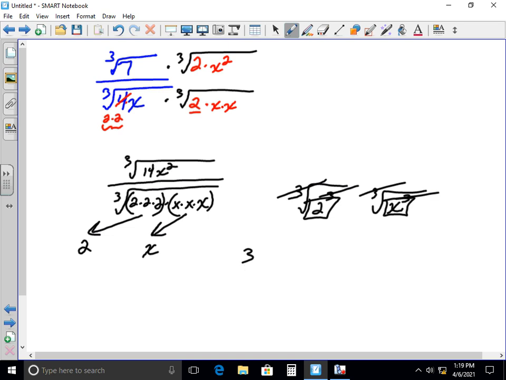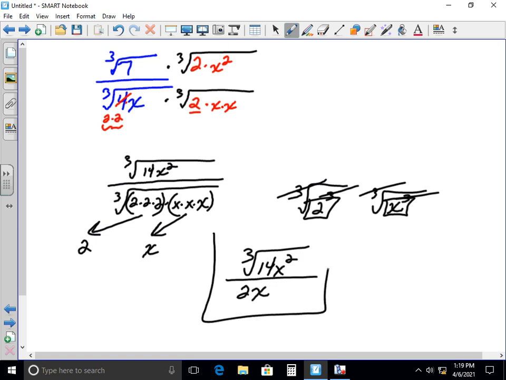So our final answer is the cube root of 14x squared, and on bottom we got a 2 and an x. People who don't understand try to subtract, like x squared minus x. I know you're not supposed to, but they'll try. Yeah, that happens. So why can we not reduce the x squared on top with the x on bottom?